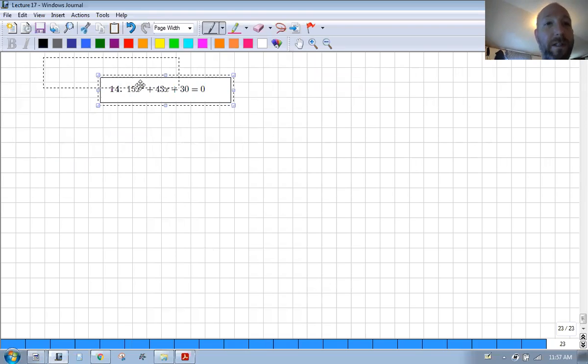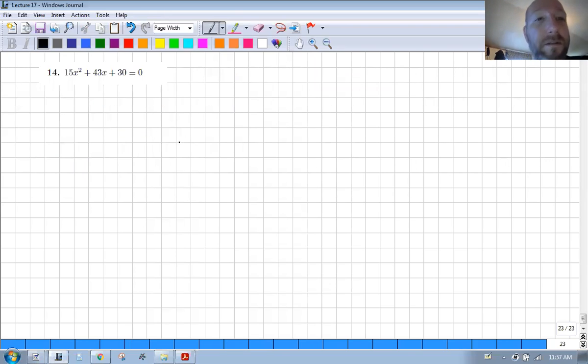Number 14. Oh, these are some ugly numbers. 43. What can I do with that? Is that divisible by anything? It's not divisible by 3 or 4 or 5 or 6 or 7. I don't think I can factor a number out of here. So let's just factor it as is.